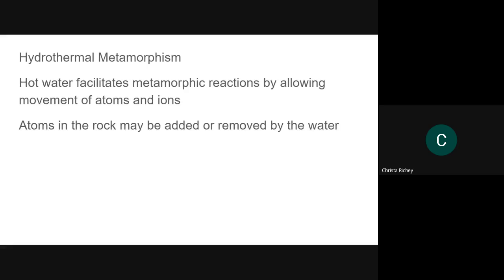All right, so hydrothermal, this includes water that has all different kinds of ions in it. It brings new elements into the rock and it changes its chemical composition.